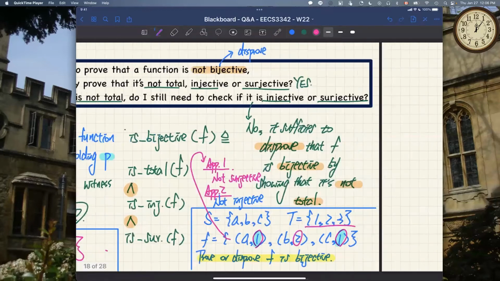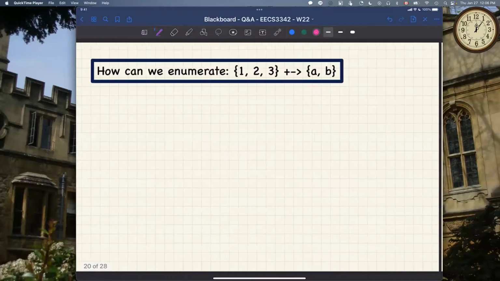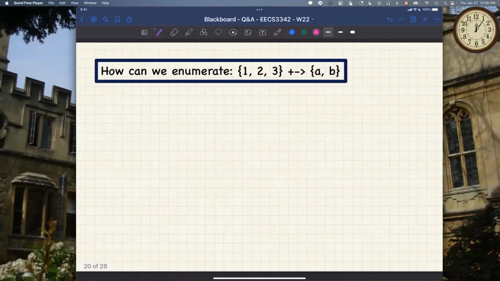Okay, let's now move on. Okay, that's another question on the Google Doc. I rephrased the question slightly to make it a little more concise, but it definitely captures the essence of your fellow students' question. How can we enumerate this set over here, and what is this set precisely? It will be the set of partial functions between {1, 2, 3} and {A, B}, basically, right?